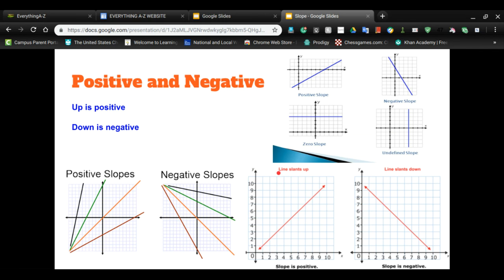Now, positive and negative slopes. Up is positive, down is negative. You probably didn't get that, right? Well, here are a ton of pictures that show what a positive and negative slope is. Now, a positive slope here is going up in this picture, and a negative slope is going down.